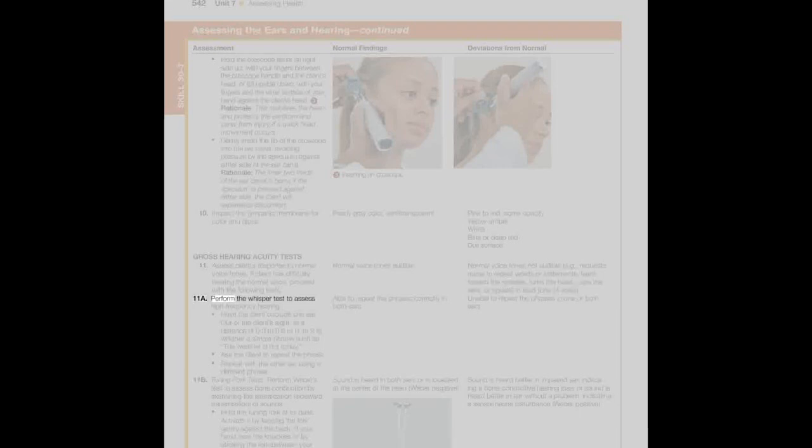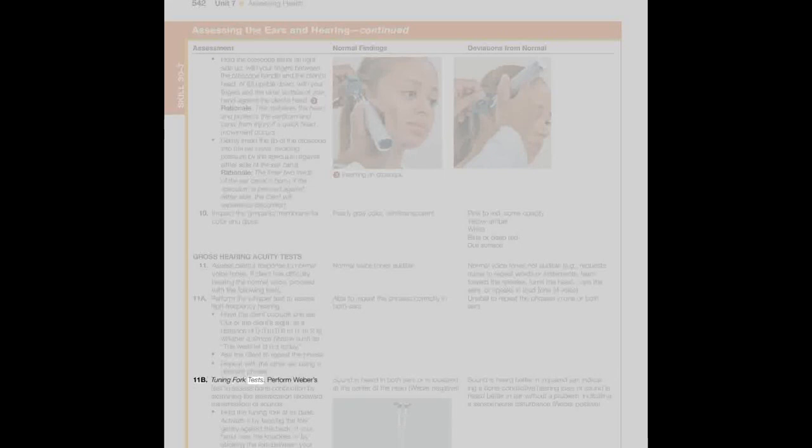11a. Perform the whisper test to assess high-frequency hearing. Able to repeat the phrases correctly in both ears, unable to repeat the phrases in one or both ears. Have the client occlude one ear. Out of the client's sight, at a distance of 0.3 to 0.6 m, 1 to 2 feet, whisper a simple phrase such as "the weather is hot today." Ask the client to repeat the phrase. Repeat with the other ear using a different phrase.